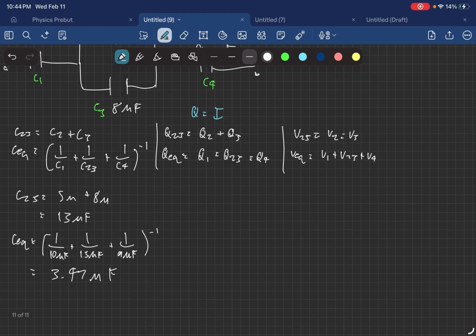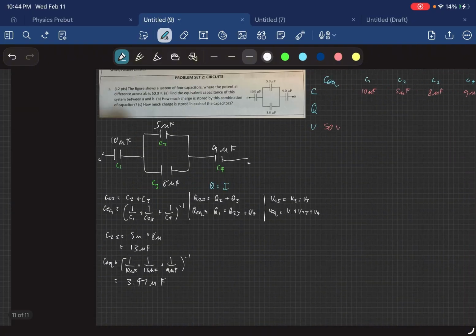microfarad. Oh yeah, I forgot to explain to you guys the units. Remember, just look at my master guide.